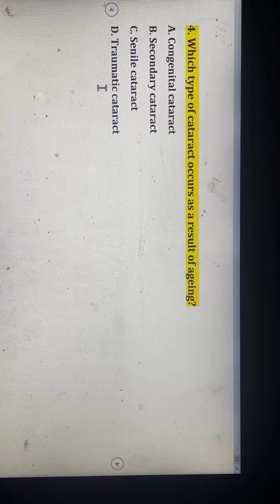And if you choose traumatic cataract, you are wrong. If you choose congenital cataract, you are wrong. If you choose secondary cataract or senile cataract, between secondary and senile, which occurs as a result of aging, and if you choose senile cataract, you are correct. Secondary cataract, wrong. So the type of cataract that occurs as a result of aging is what? Senile cataract. Don't forget this question.